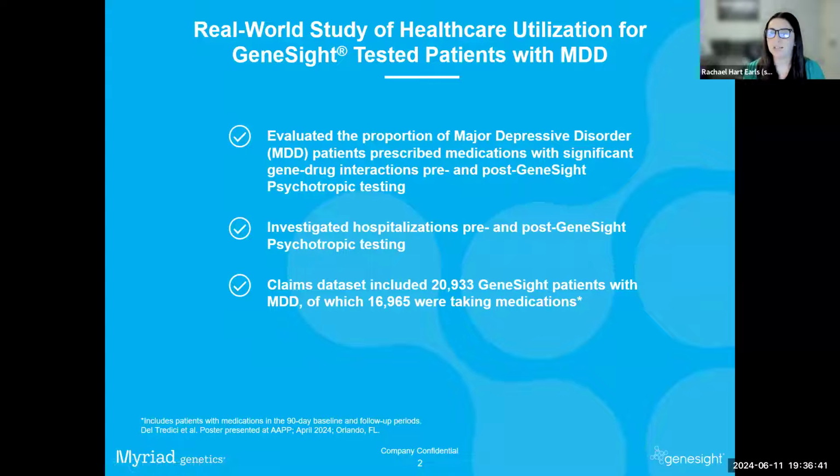I wanted to address: if GeneSight testing is available, does this lead to a reduction in the number of medications prescribed with known genetic issues? We also wanted to investigate hospitalizations pre and post GeneSight testing. So when GeneSight testing was brought on board, did that affect hospitalizations for these patients with major depression? This was a claims data set that had about 20,933 GeneSight patients with major depressive disorder, of which 16,965 were taking medications.